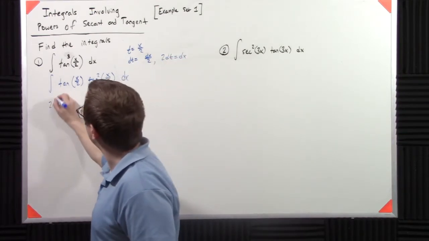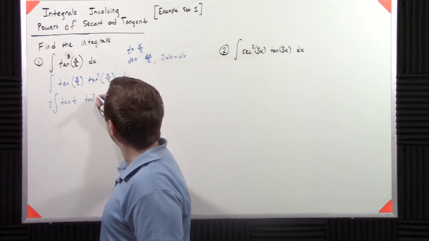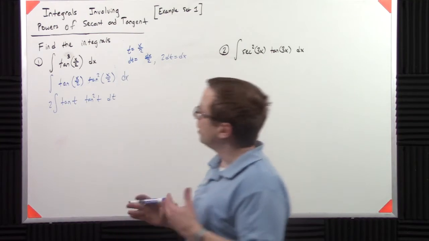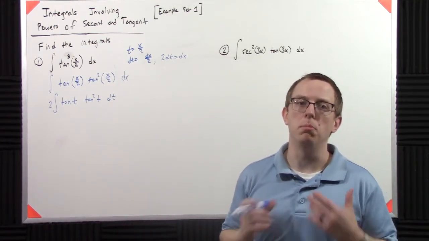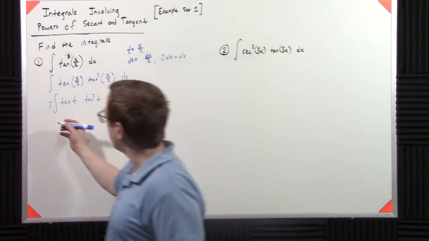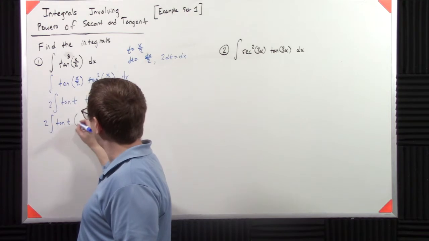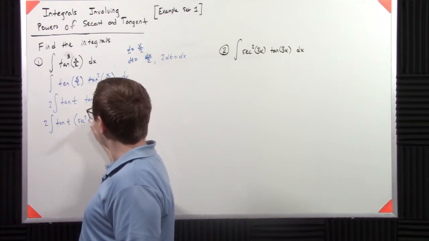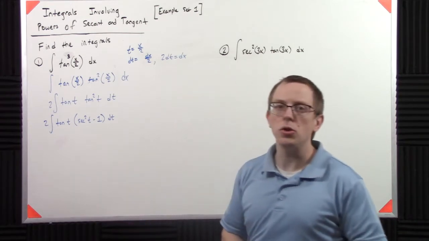So I end up with 2 tangent t tangent squared t dt. Now from there, I know that tangent squared is secant squared minus 1. So I get 2 tangent t times secant squared t minus 1 dt. Okay, that's not too bad.